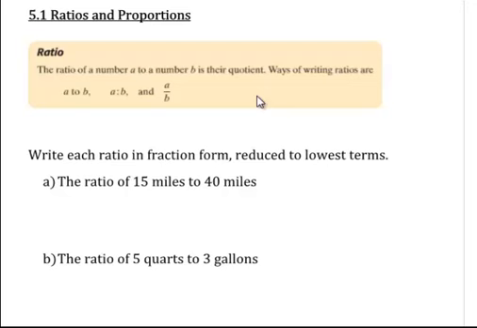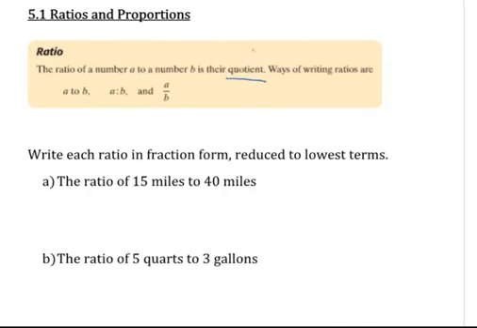All right, in section 5.1, this is called ratios and proportions. And so here it says a ratio, the ratio of a number A to a number B is their quotient. Quotient just means that we have a fraction, okay? And it says ways of writing ratios are A to B, A with a colon B, and then here we see our fraction.